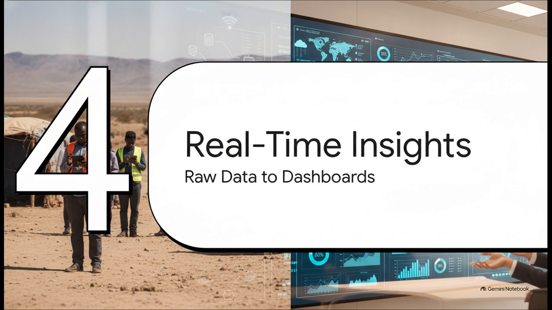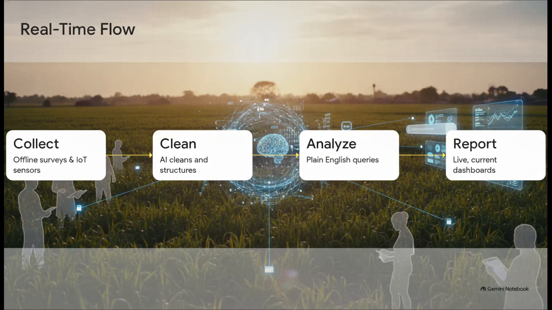Moving right along to part 4, how it works. Real-time insights. From raw data to boardroom dashboards. Okay, so we've collected the data from the field, but raw data is pretty useless on its own. The flow of data through this platform is just a thing of beauty. Step 1, you collect it via offline surveys and IoT sensors. Step 2, the AI steps in to clean and structure that data automatically, so no need to hire expensive data cleaning specialists. Step 3, you analyze it using plain English. And step 4, it instantly reports to your live, always current dashboards.